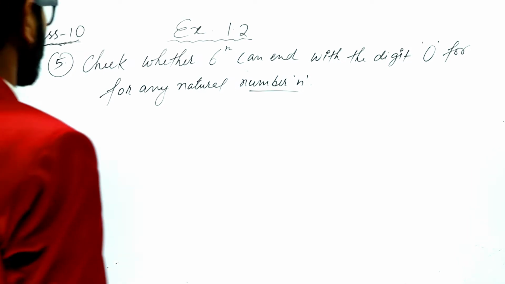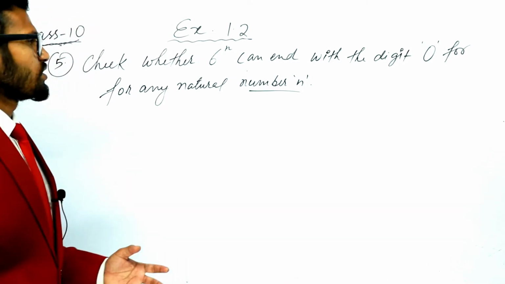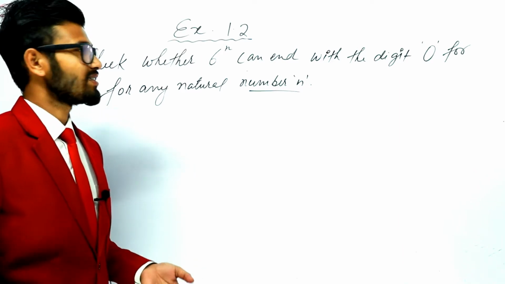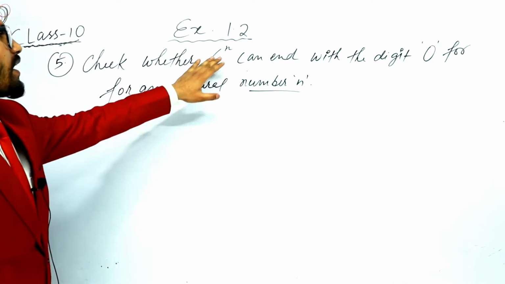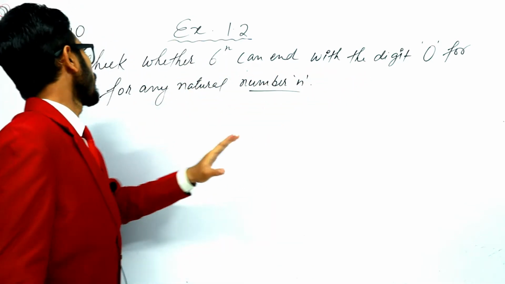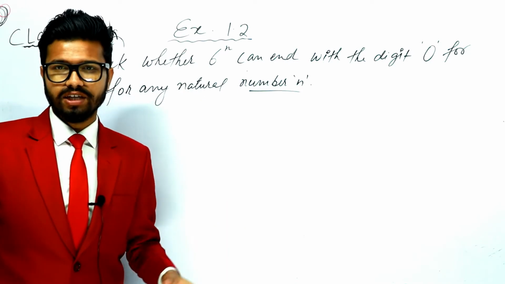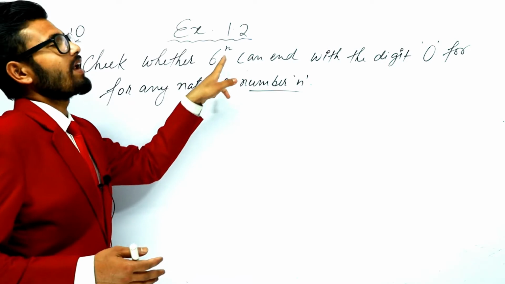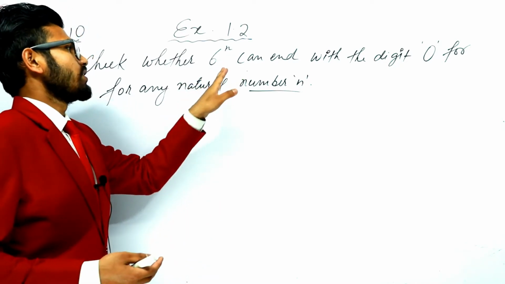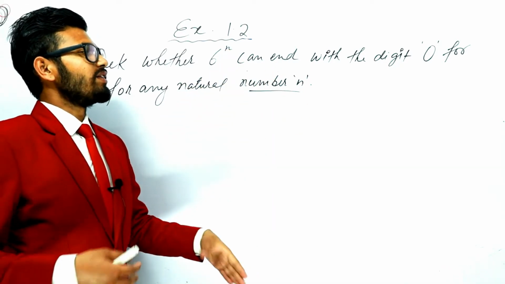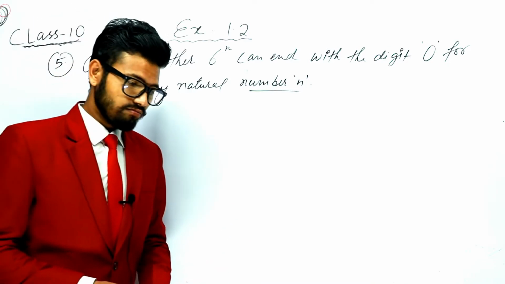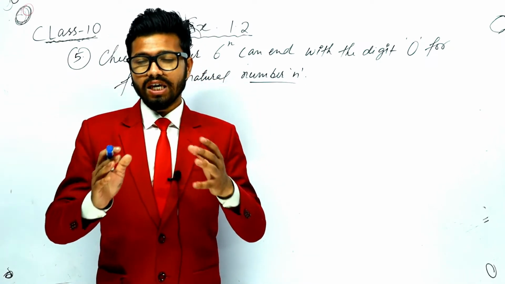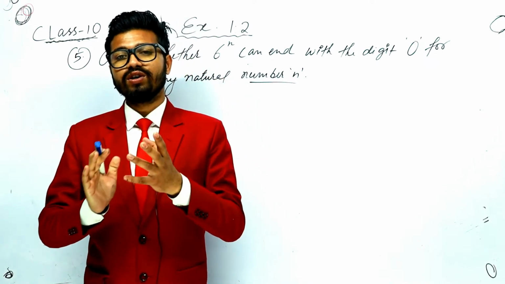So here's the next question, question number 5, 1.2. The question is very simple. Just to place some statements in this question, nothing else. Check whether 6 power n can end with digit 0 for any natural number n. We have to check whether 6 power n, for any positive integer n, can end with the digit 0 or not.